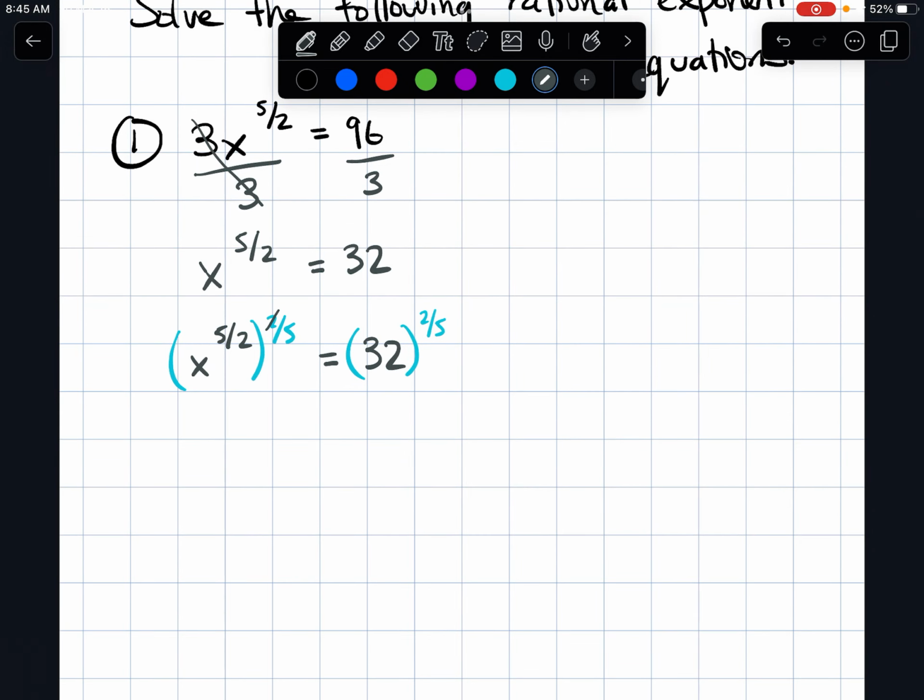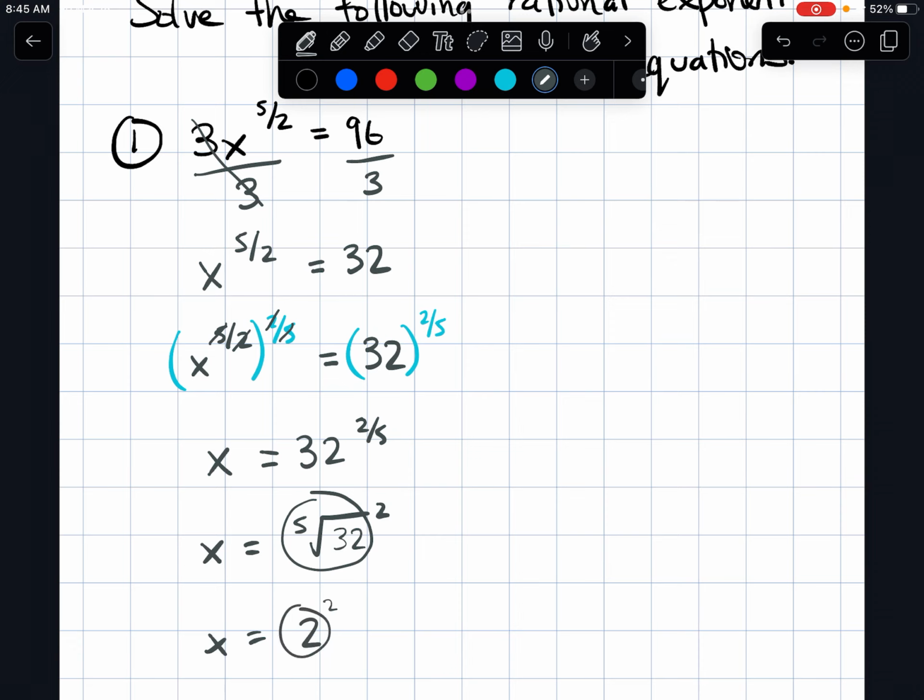We see that on the left side, 2 in the numerator and denominator cancel. 5 on top and bottom also cancel, so I'm just left with x equals 32 to the 2/5 power. Now I want to rewrite this as a radical. So this is x equals the 5th root of 32 squared. I'm now going to take the 5th root of 32, which I know is equal to 2. So this is really 2 squared, right? And we know that 2 squared is equal to 4. So we get an answer of x equals 4.